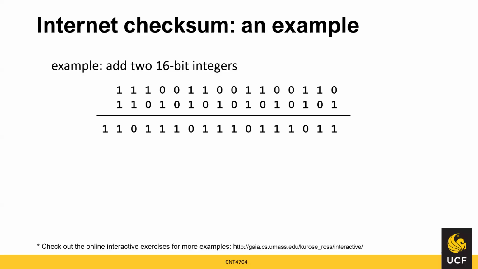So 1 and 0 would be 1. 1 and 1 would be 0, but we carry that 1 onto the next column. 0 and 1 is always 1, and 1 and 0 is 1. 1 and 1 is going to be 0, but we carry over that 1. Then the next column, 0 and 0 plus that carry, turns into 1.